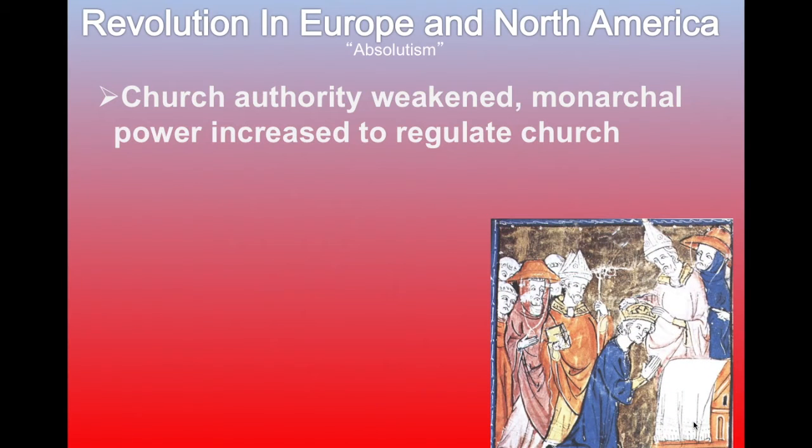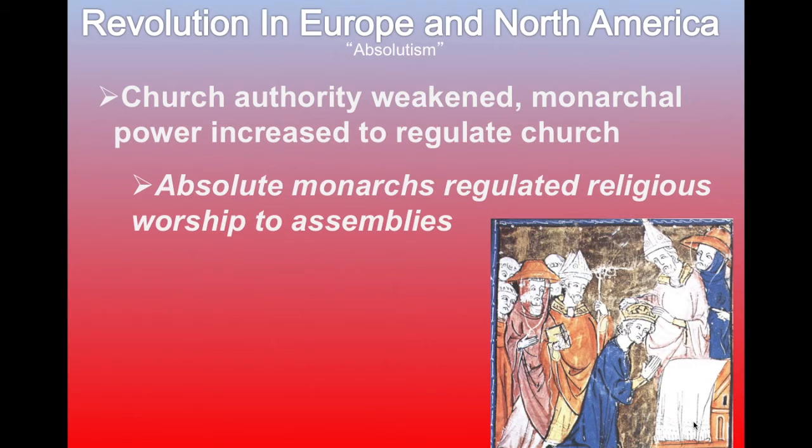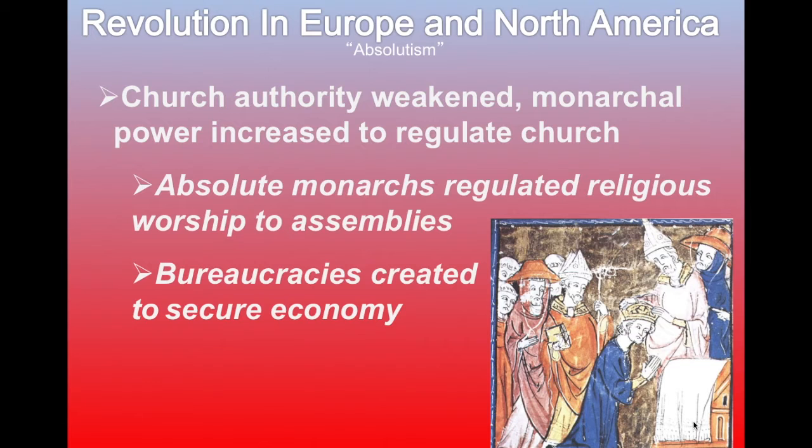The church authority starts to get weakened, however, as the kings or monarchs' power increased to regulate the church. In previous times, the church had authority over the king, and anytime the king wanted to go to war, they would get support from the church. The church had most of the money. But now that relationship is going to change a little bit in that the church is going to bow to the king's authority. You don't need to write this down, but absolute monarchs start to regulate religious worships to assemblies.